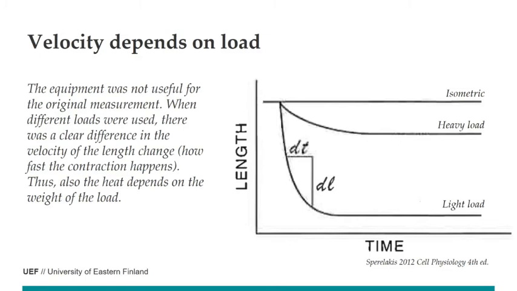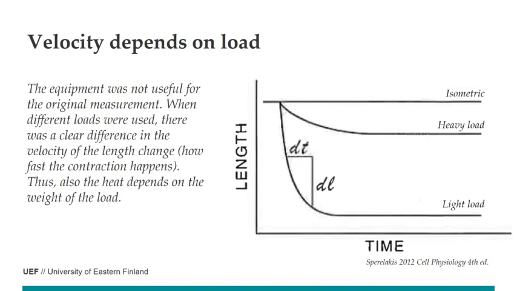But the original experiment was not working, because when you add different loads, there's a clear difference in the velocity. So how fast this length is changed. So how fast this contraction happens. And that means that the heat depends on the weight of the load. So if you have a very high load, then you are making an isometric contraction. So it can't contract at all because the load is too heavy.